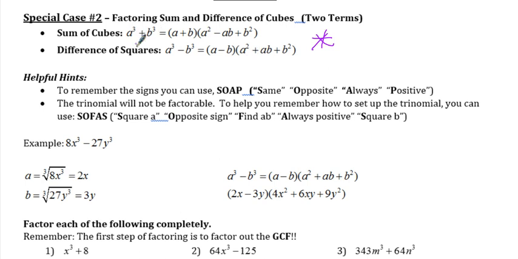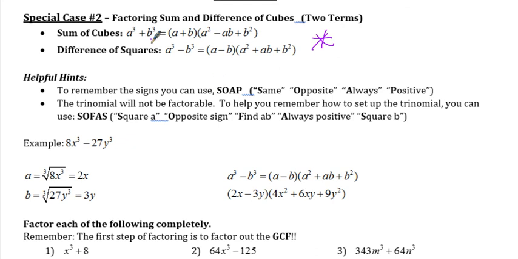When I have a sum of cubes, this sign is positive, this sign is negative, and this sign is positive. When I have a difference of cubes, this sign is negative, this sign is positive, and this sign is positive. But the terms are all of the same format. So if I can remember the terms, I can use SOAP to help me remember the signs.